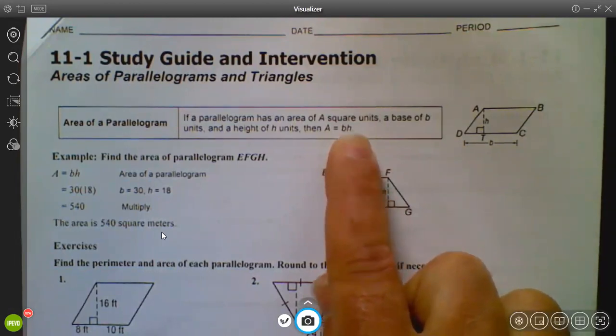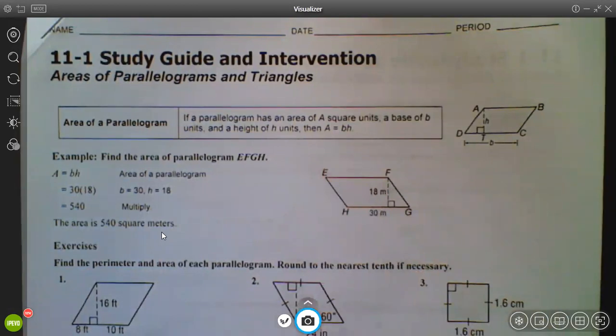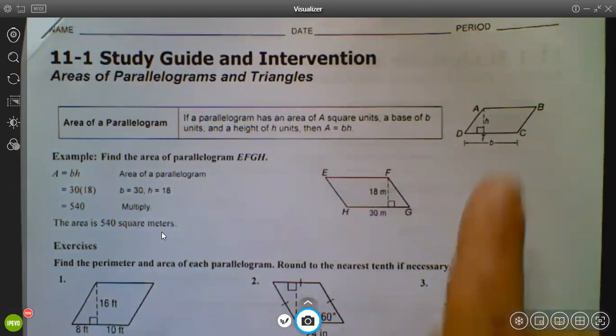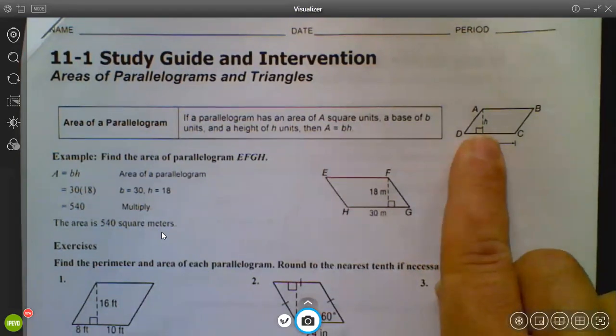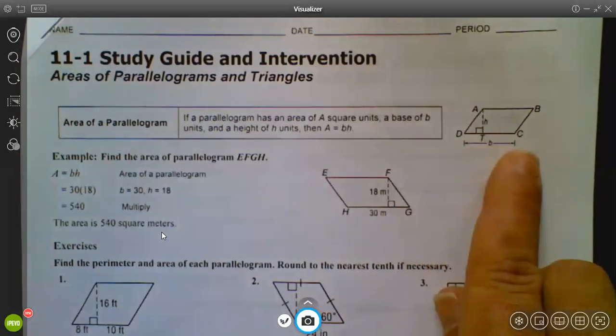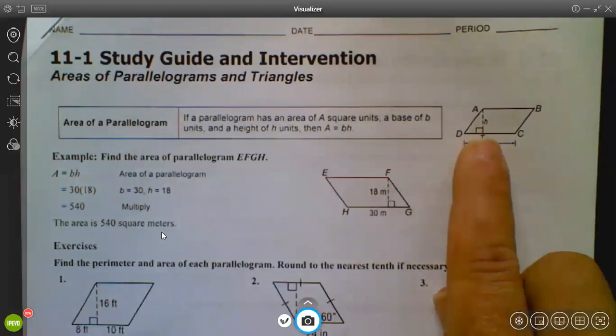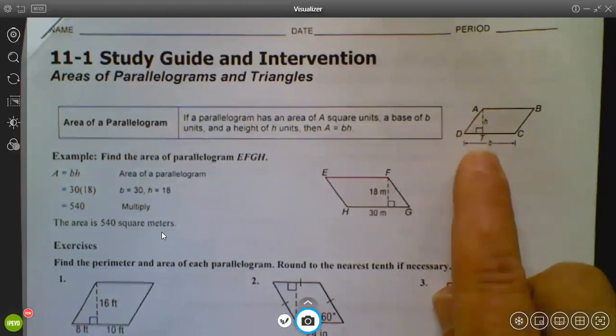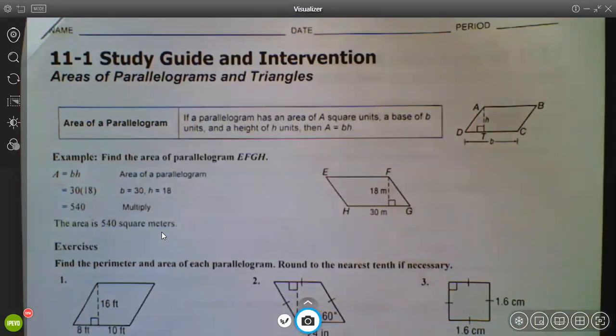So here's one of the key things, though. Whenever you're considering the base and the height of a parallelogram, the main thing that you've got to look for is to make sure that they are perpendicular to each other, right? If I'm going to consider this my base, then I need to look at the height that is perpendicular to my base. So for example, oftentimes they might give you some extra information.